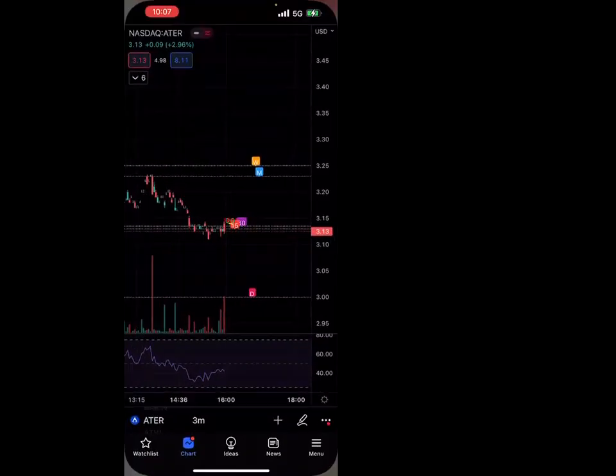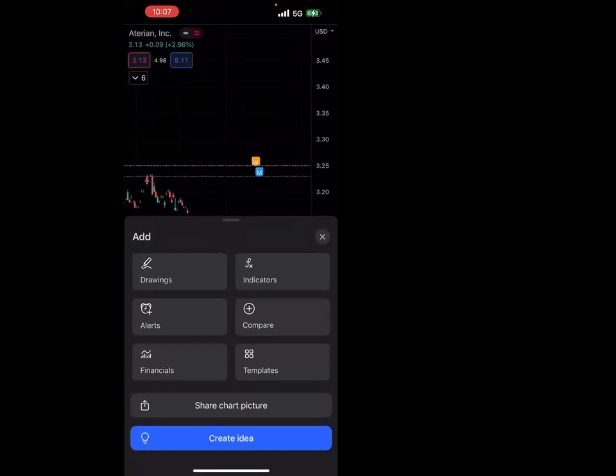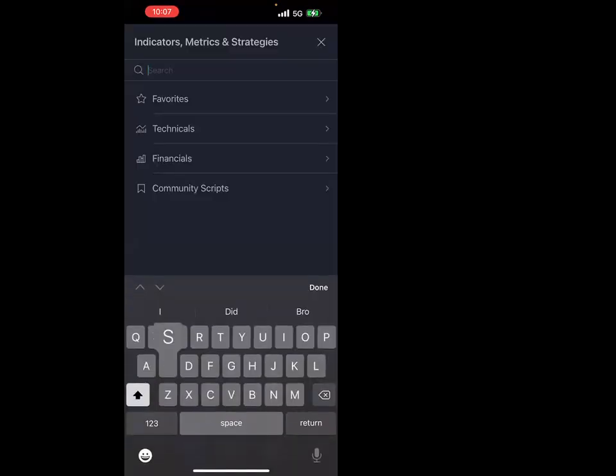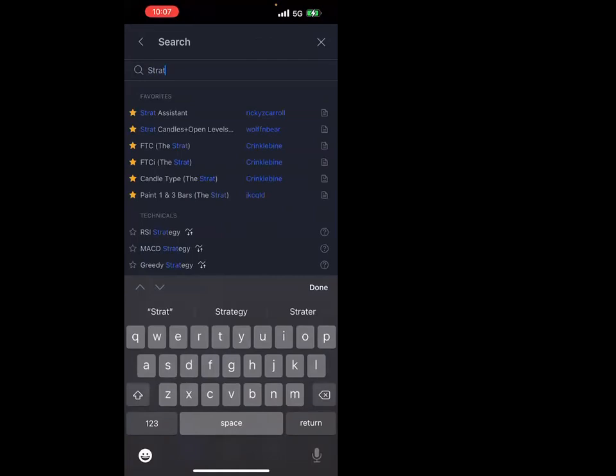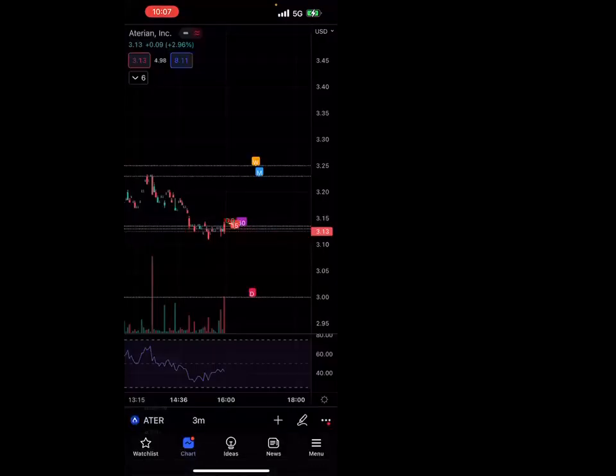The strat indicator. I'm on my phone, so what you will want to do is click this plus button, click indicator, go to the search engine, type in strat, and you have the choice of choosing Strat Candle or Strat Assist. The one that I use is the second one, Strat Candle Plus Open Levels. And that's how you put it on your chart. And you can definitely check the last class that I had in the mod video lessons. I did a whole overview on it.